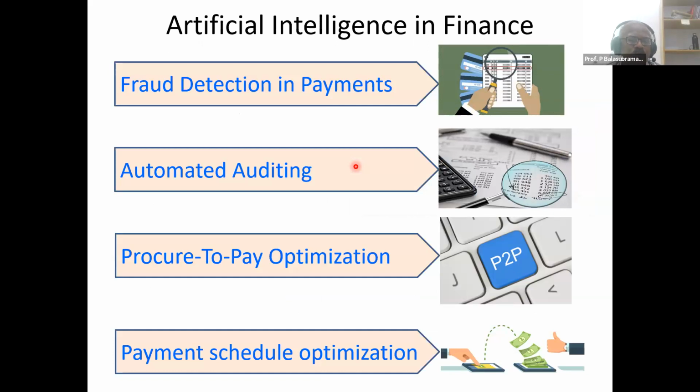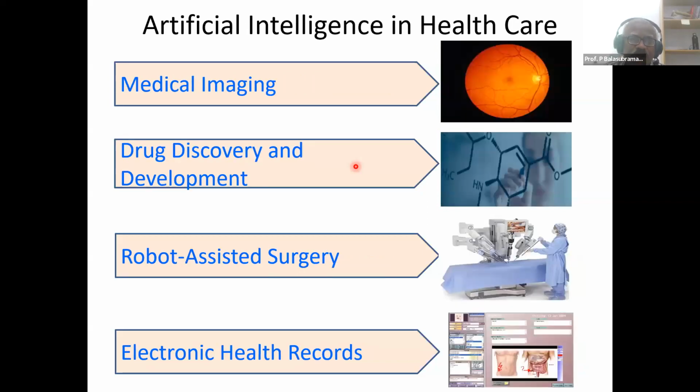Procure to pay optimization. Procure to pay means you want to buy something, and then a lot of stages are there. For example, getting 3 quotes, comparing the quotes, selecting the best quote, giving it to the purchase department, raising the invoice. All those things are there. How to optimize this entire process by using AI techniques? There are a lot of tools available, and with the help of the tools, you can reduce the total time of processing procure to pay. And similarly, payment schedule optimization can be done. So these are some of the applications I can see in the finance domain.